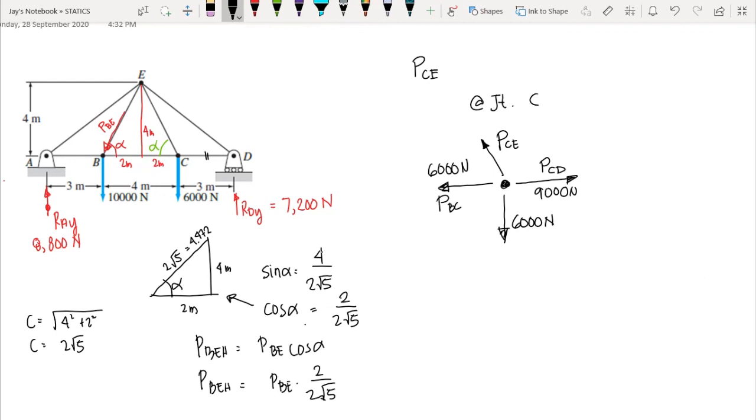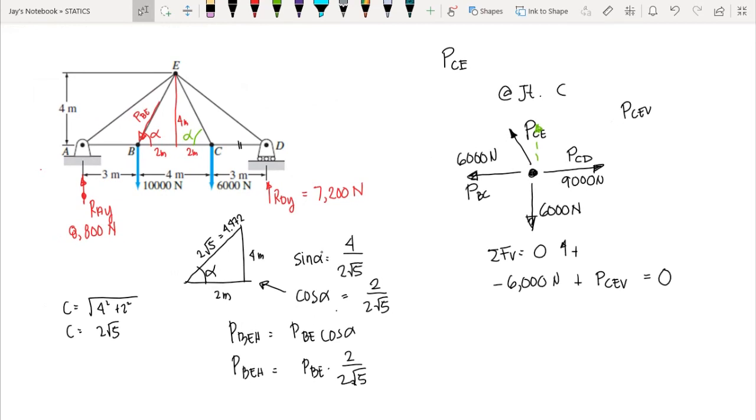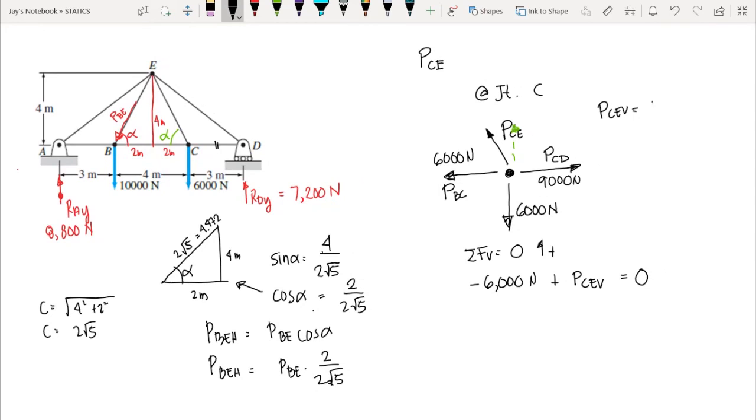PCD. Okay? So we can use either summation of forces horizontal or summation of force vertical. Either way, we could come up with single unknown, that is PCE. But in this case, now to be simpler, I would prefer summation of forces vertical is equal to zero, upward forces are positive. So we have here 6,000 Newton, this one is negative since this one is acting downward, plus the vertical component of PCE, which is acting upward, that is PCEV, and then we do not have other vertical load, so that is equal to zero. Now again, PCEV, going back to our figure, the vertical component is basically equal to PCE times the sine of alpha.